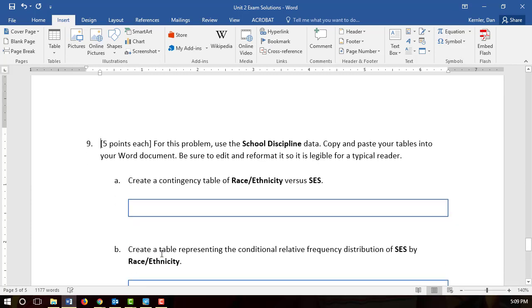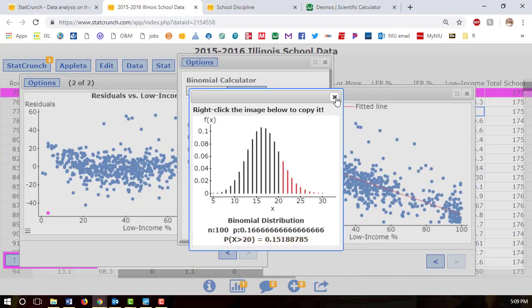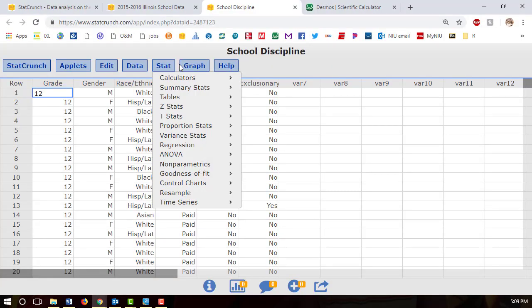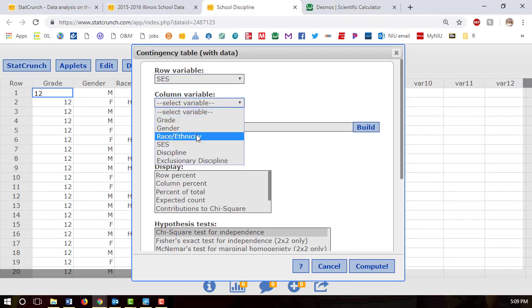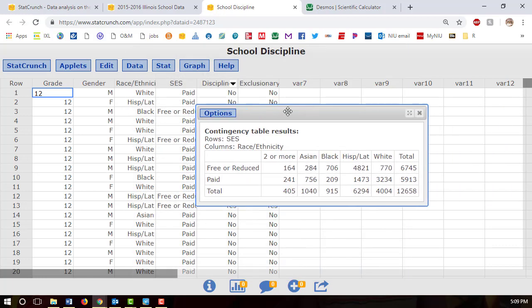Okay, next, using the school discipline data. Copy and paste your tables into your Word document. All right, so create a contingency table. Discipline data, contingency table of race or ethnicity versus SES, socioeconomic status. SES, socioeconomic status, race or ethnicity. I'm going to take off this test, don't care, and compute.